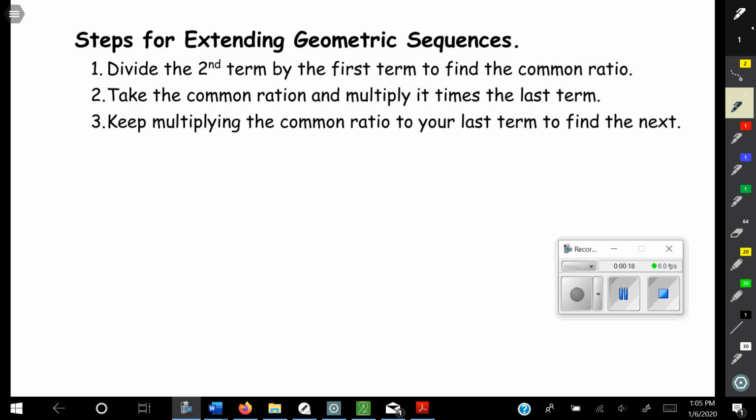So let's begin. Here are the steps for extending a geometric sequence. When you have one, all you have to do is divide the second term by the first term to find the common ratio. Take the common ratio and multiply it times the last term, and keep multiplying that common ratio to your last term to find your next term. So let me show you how that works.